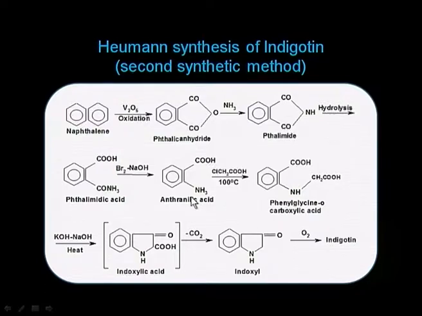This anthranilic acid then is treated with chloroacetic acid to give the phenyl glycine ortho-carboxylic acid, and this upon fusion with potassium hydroxide and sodamide gives this indoxylic acid, which upon decarboxylation forms indoxyl, and indoxyl then upon oxidation forms indigotin. So, all these steps are included in the second synthesis of indigotin, and this is termed as Heumann synthesis of indigotin.